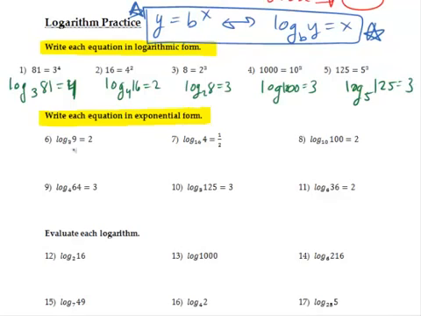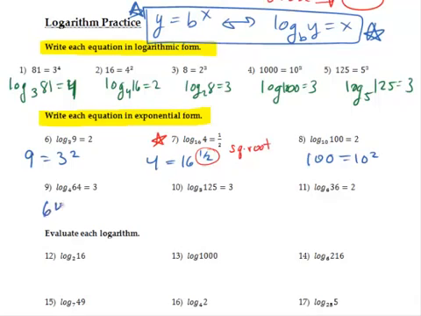Going the other way, exponential form. This one would be 9 equals 3 squared. 4 equals 16 to the 1/2, and little star here next to 7, because that 1/2 power, what's happening to the 16? That's a square root. So if you don't remember that from our previous chapters, that's important. A 1/2 power is a square root. A 1/3 power would be a cube root. 100 equals 10 squared. 64 equals 4 cubed. 125 equals 5 cubed. 36 equals 6 squared.